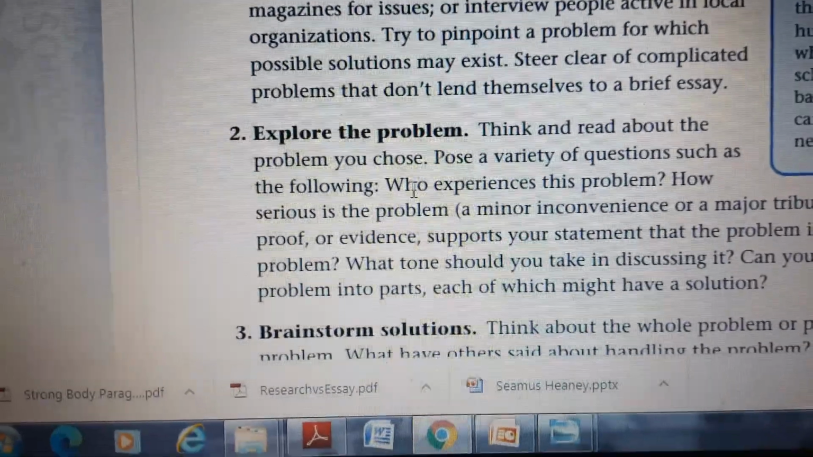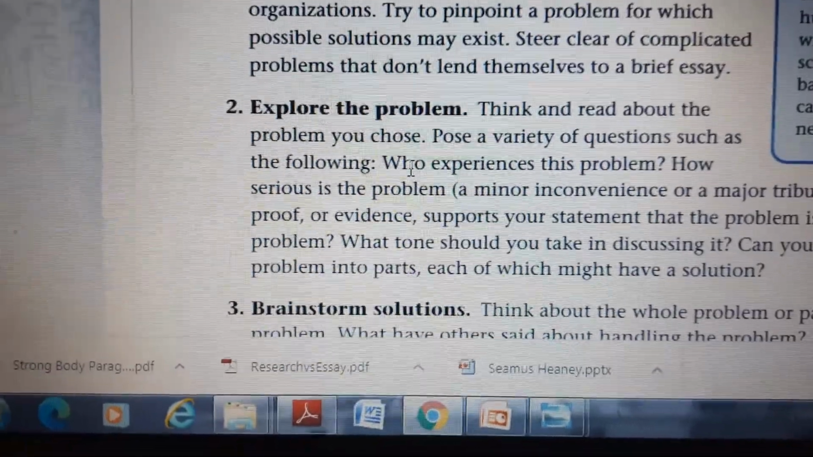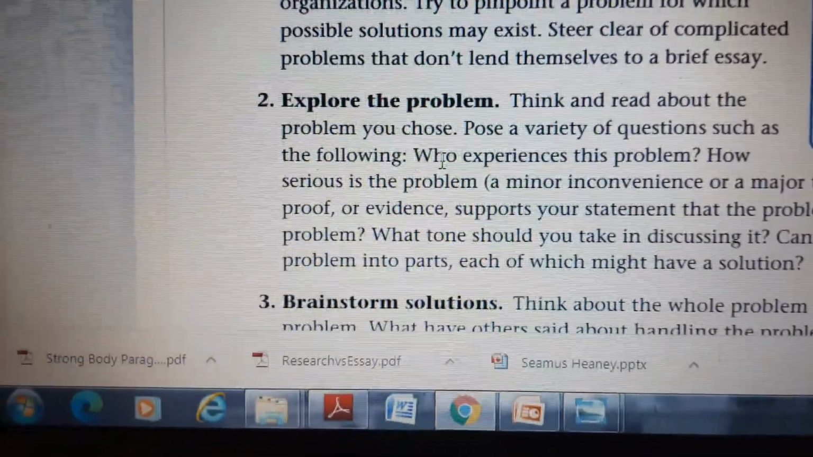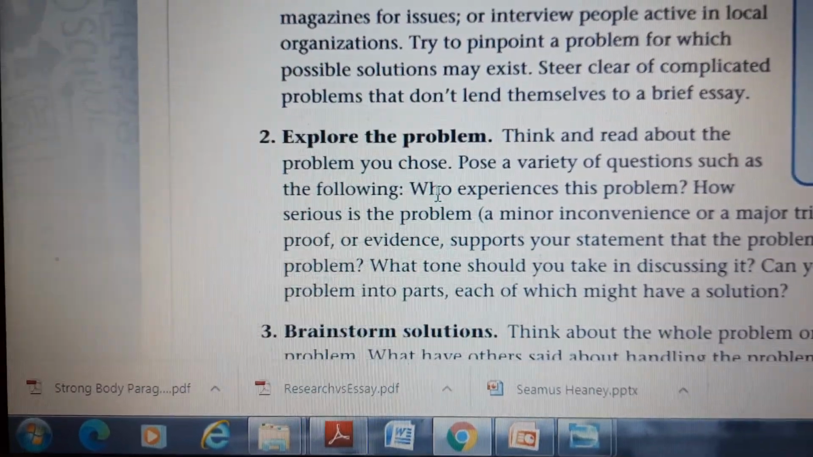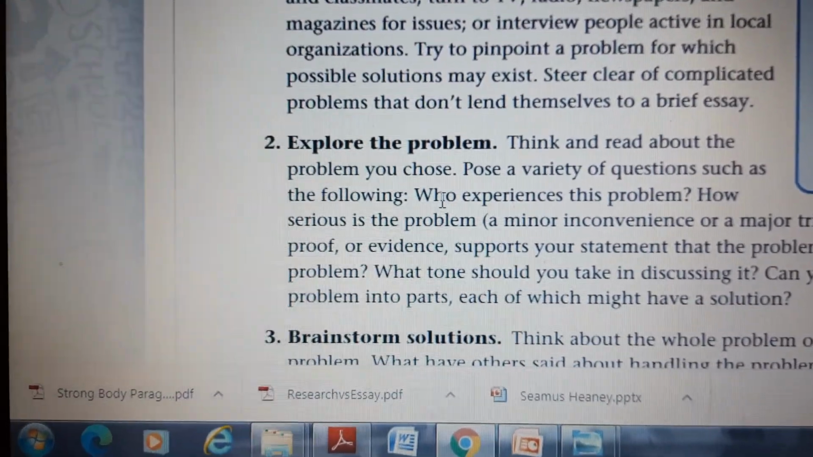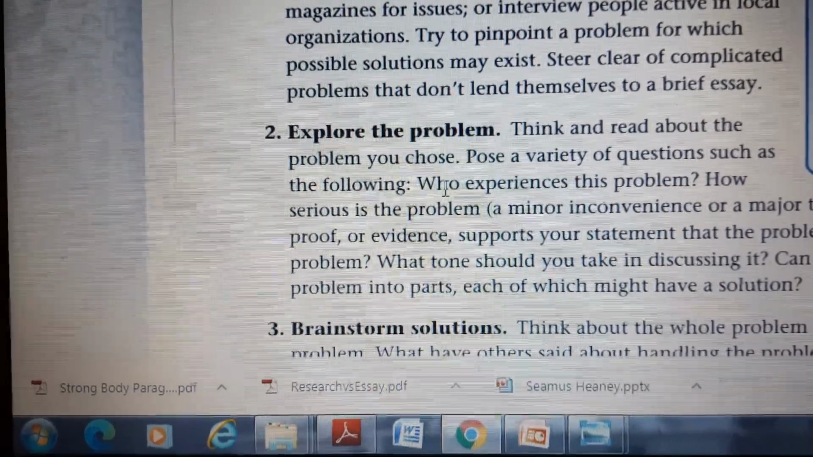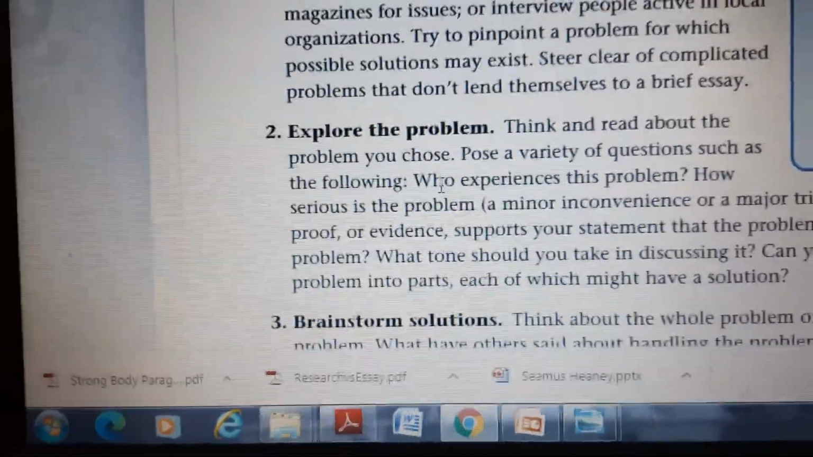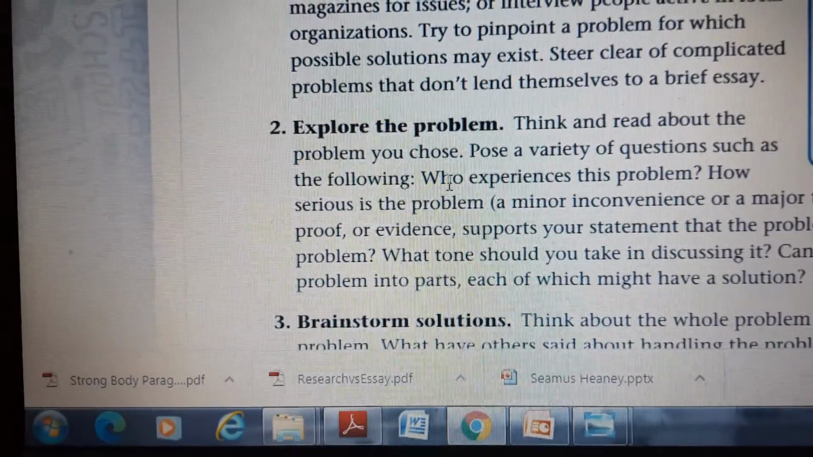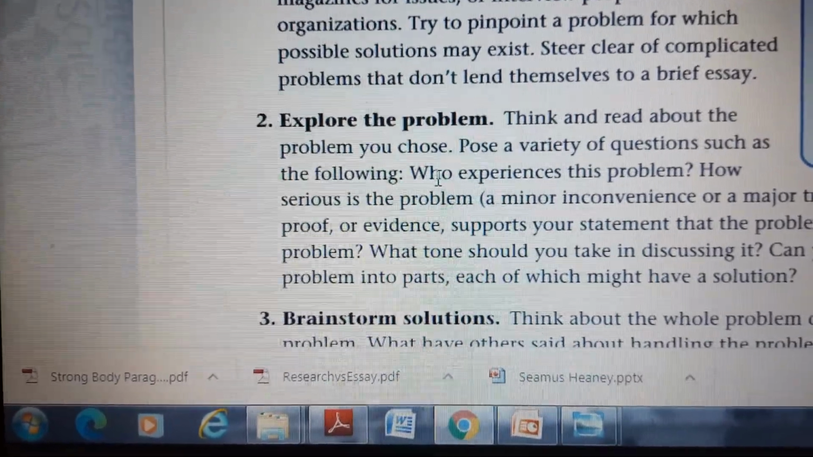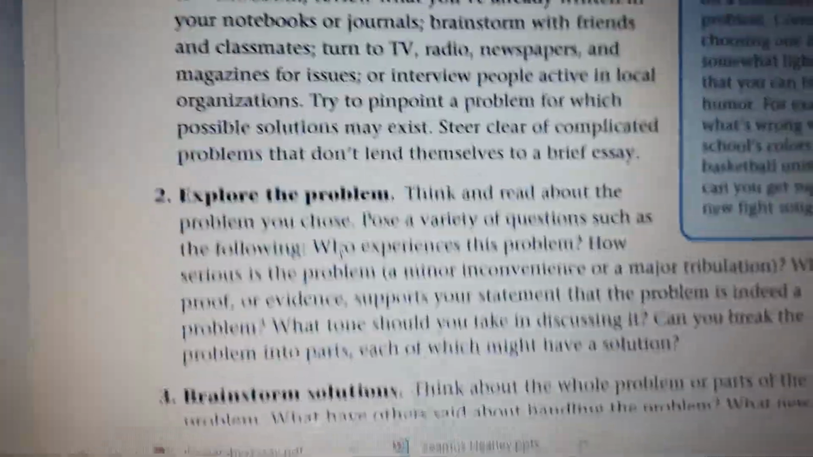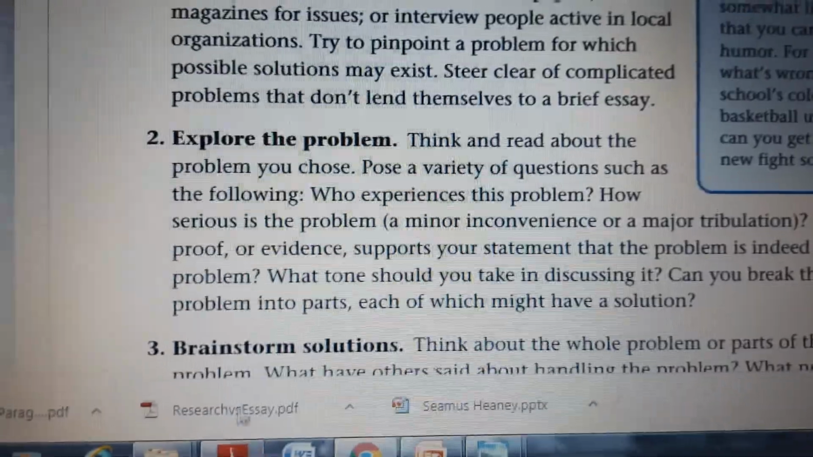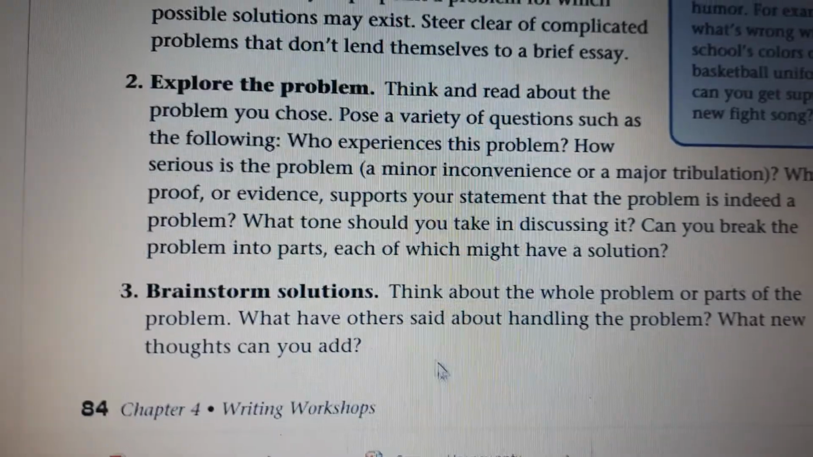And do you have evidence about this problem? Okay, because you have to support it. And I want you to think about your tone here. What tone should you take in discussing it? Can you break the problem into parts, each of which might have a solution? Okay, so I just want you to explore the problem very well, but before writing about it, brainstorm solutions.